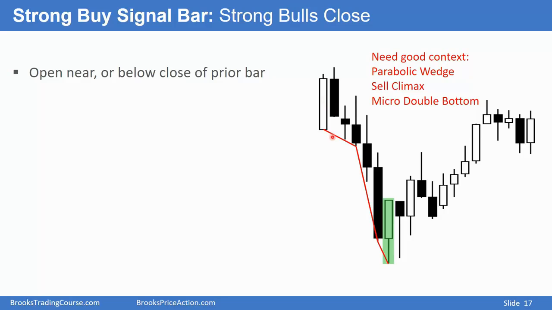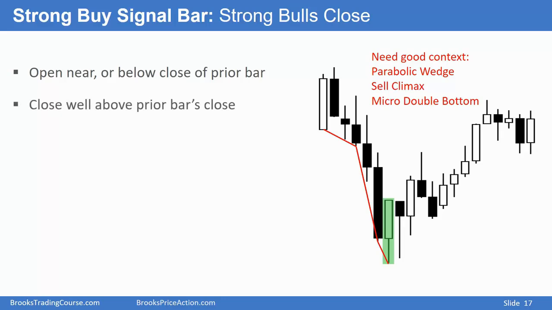And here we have a low, we have another low here or here, and then another low here. We're starting to accelerate downward, so it's a parabolic wedge. And then here we went up, and we went down, went up. We went down twice. Down, up, so micro double bottom. That increases the chances that the reversal will work. So the context is pretty good.